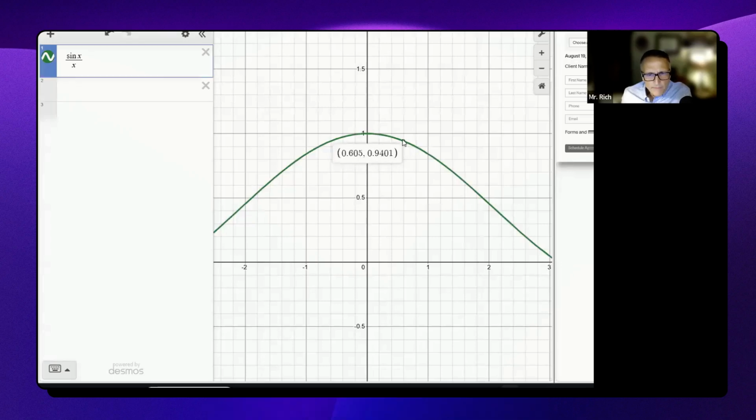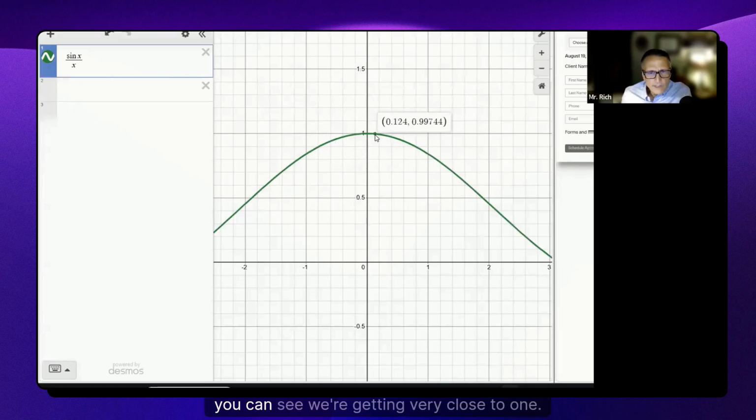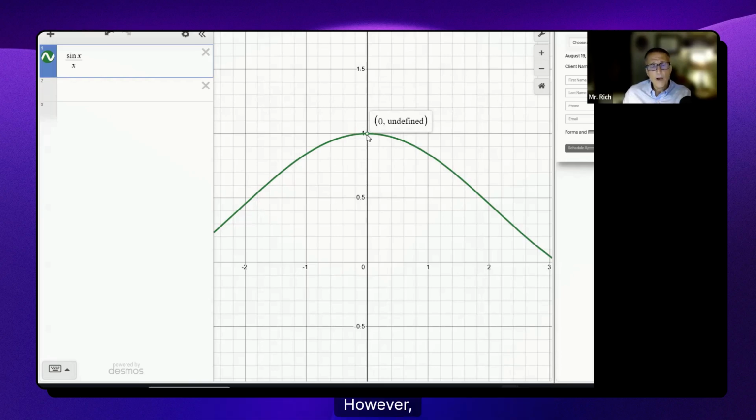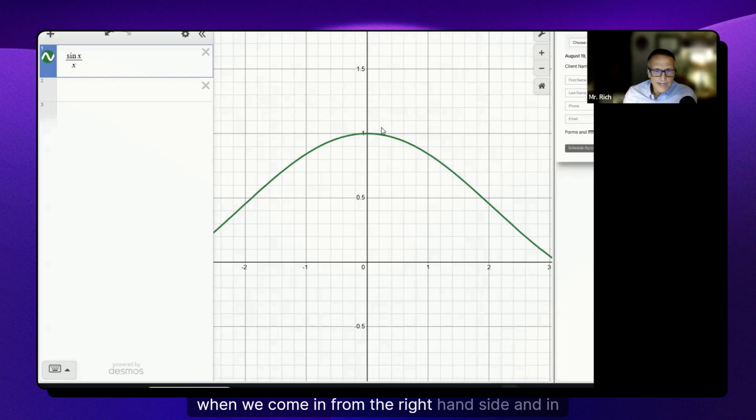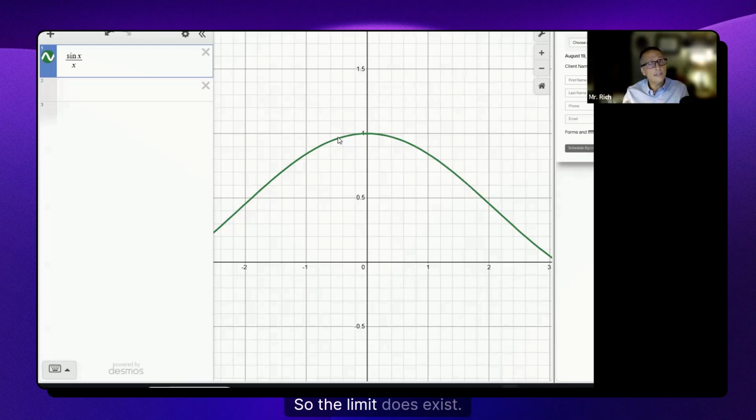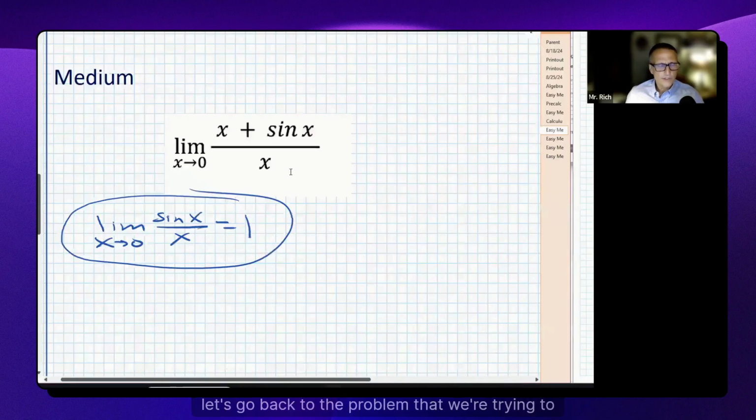So let's zoom in right here where x is 0. What happens is from the right-hand side, you can see we're getting very close to 1. In fact, when I land right on top of that coordinate, Desmos tells me the function is not even defined at x equals 0. In fact, there's a hole right there. That's what this tells us. The function does not exist at x equals 0. However, when we come in from the right-hand side and in from the left-hand side, the closer we get to 0 from both sides, the closer we get to 1. So the limit does exist. It's 1.